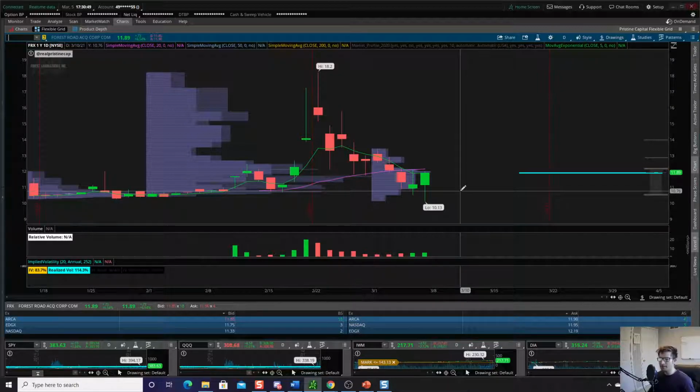Because you're going to see a lot of these names going, oh my gosh, negative 15% in a day, negative 20% in a day. That's really just because the stock has gone no bid. There's nobody bidding for it. It's just all selling pressure.